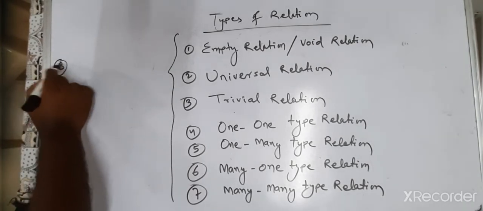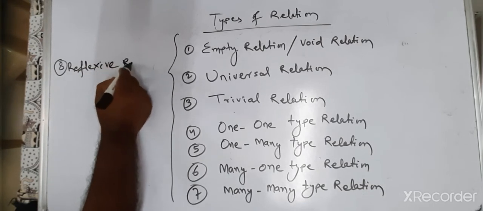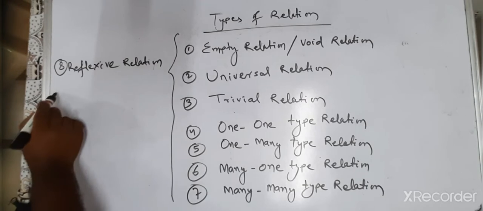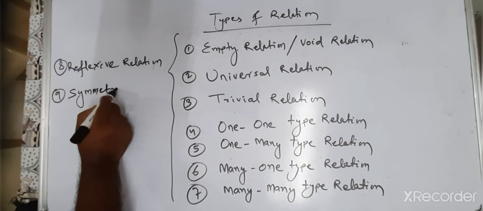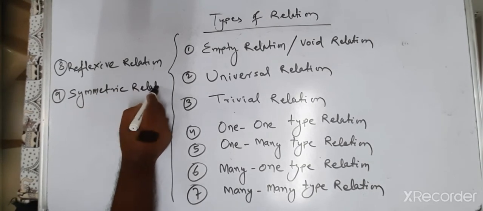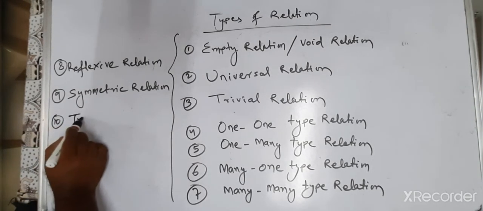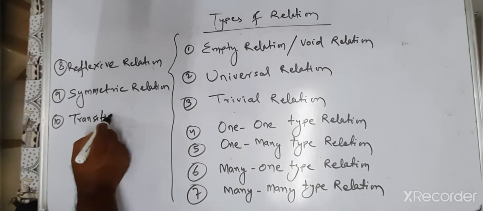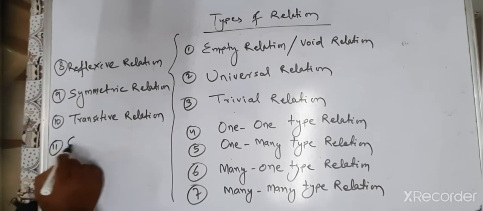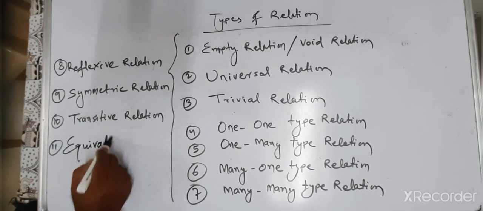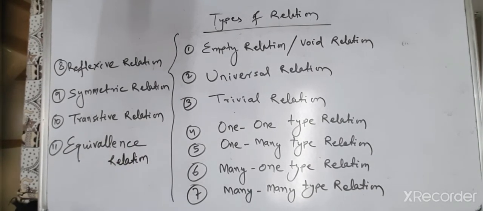Eight, reflexive relation. Nine, symmetric relation. Ten, transitive relation. Eleven, equivalence relation.